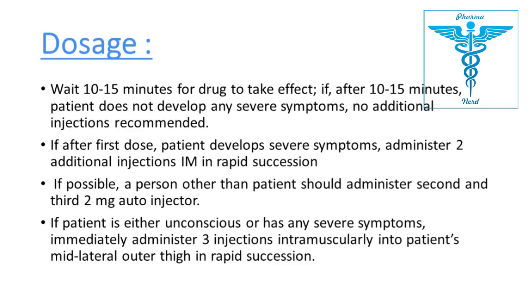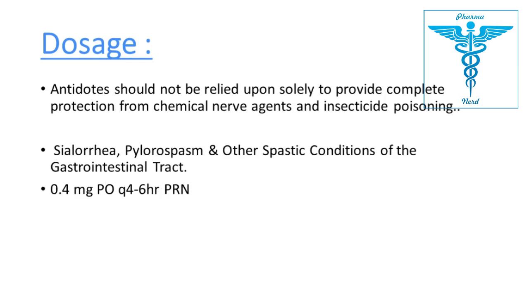If the patient is either unconscious or has any severe symptoms, immediately administer the third injection intramuscularly into the patient's mid-lateral outer thigh in rapid succession. The antidote should not be relied upon solely to provide complete protection from chemical nerve agents or insecticide poisoning.